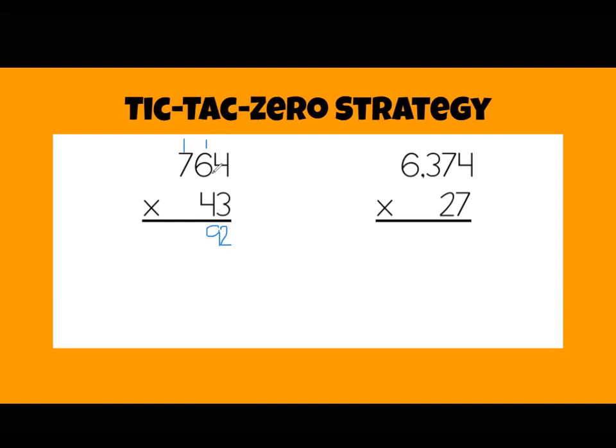Now we have to multiply by the hundreds. 3 times 7 is 21, plus the 1 that we carried is 22. So our first partial product is 2,292.